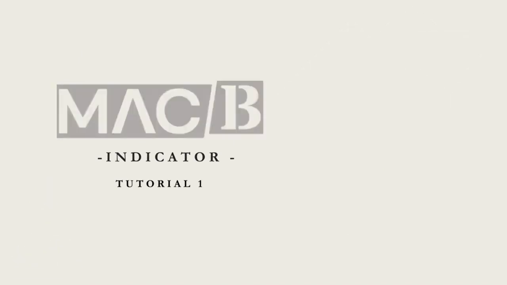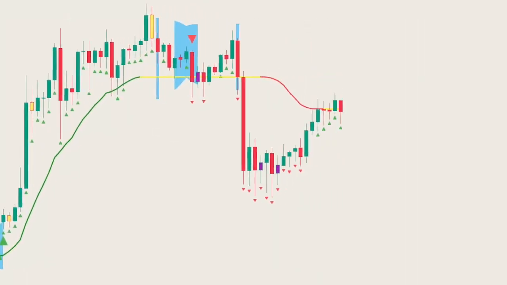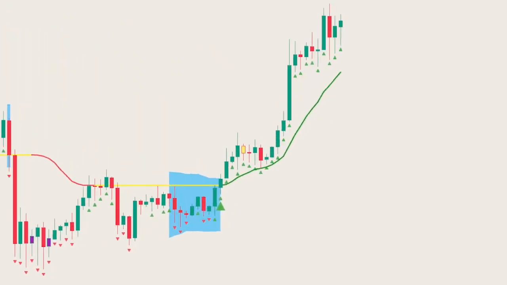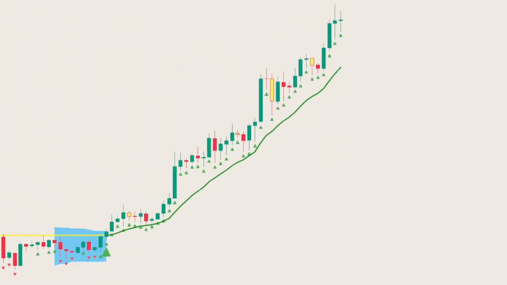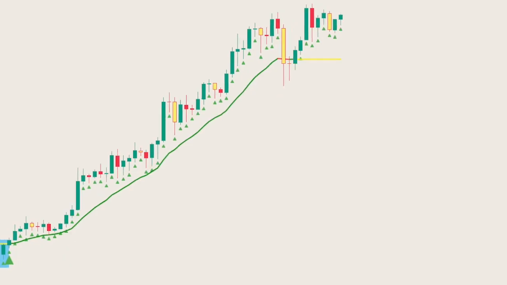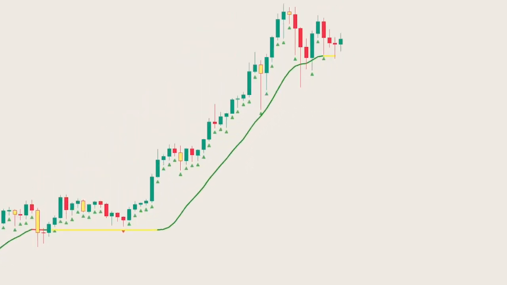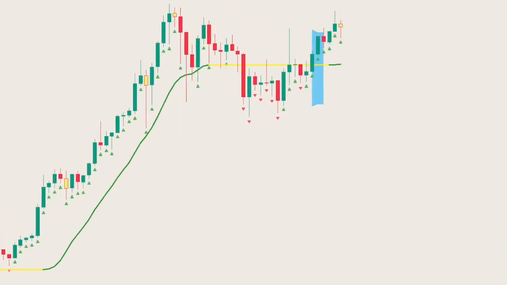I am MACB Trader Assistant, and today I will guide you through the basics of the MACB Indicator. MACB Indicator is a quite simple but very powerful tool that can be used to help clearly identify bullish and bearish trends. While it can be used on any time frame, the higher the time frame, the more powerful the signals and the fewer false signals you will have.